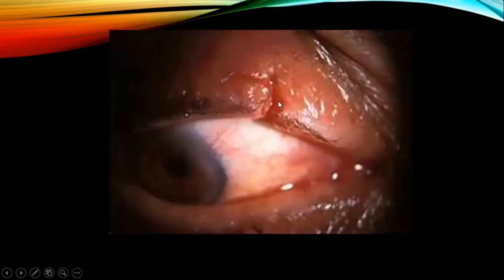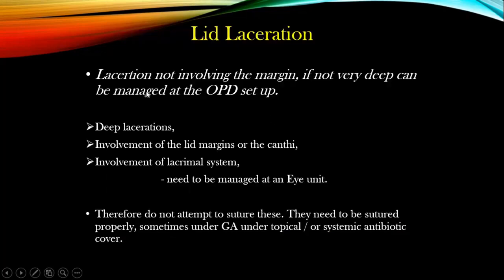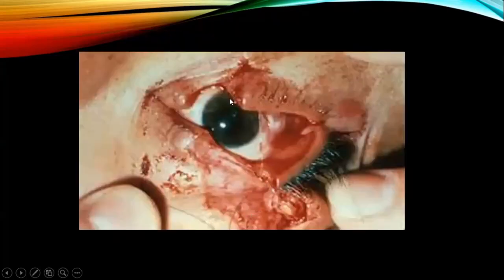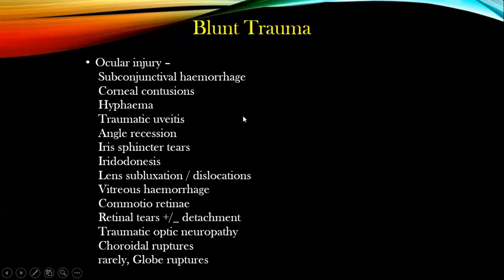This is a picture of a lid laceration involving the margin. And another thing I want to tell is always assess for other associated ocular injuries. This lid-margin-involving laceration needs to be managed in an eye unit. The proper alignment of the lid margin is really important for the proper function of the lid. And here is quite a complex lid laceration involving both lid margins. Luckily, the globe seems to be intact.